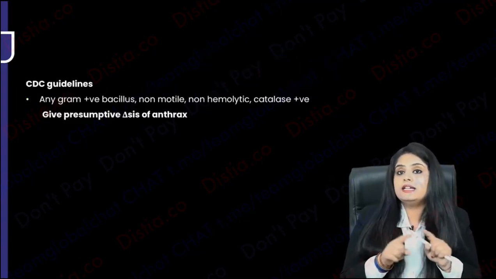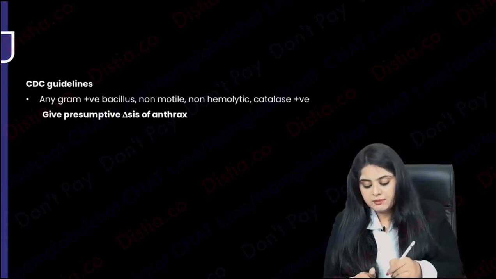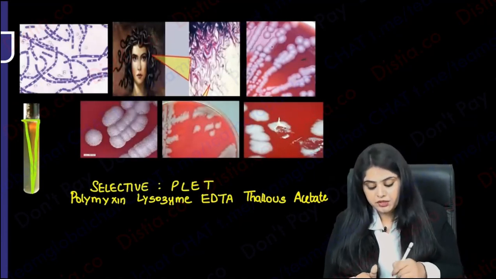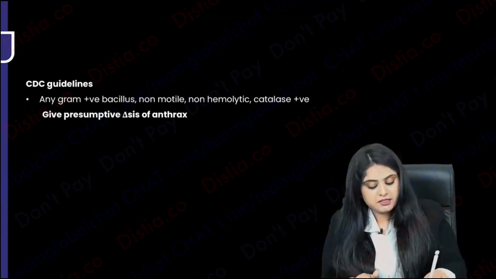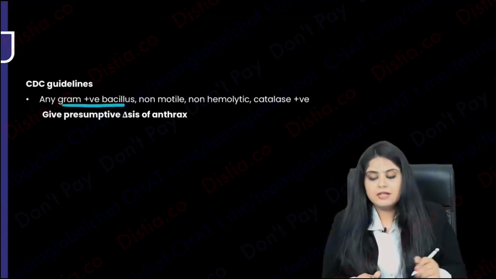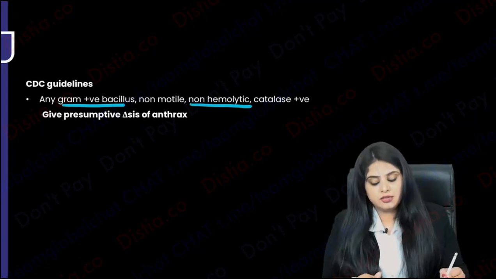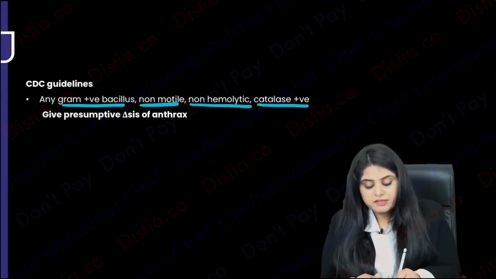So the CDC guidelines have given a rule that till the time all these reports come, till this whole profile is ready, it is going to take time. You don't have time. So what is the presumptive diagnosis of anthrax that I will take? Is it a gram-positive bacillus? Yes. And I told you, it will not break anything. It is not going to be hemolytic. I know that. It is not going to move around. I know that. And we know it is catalase positive.